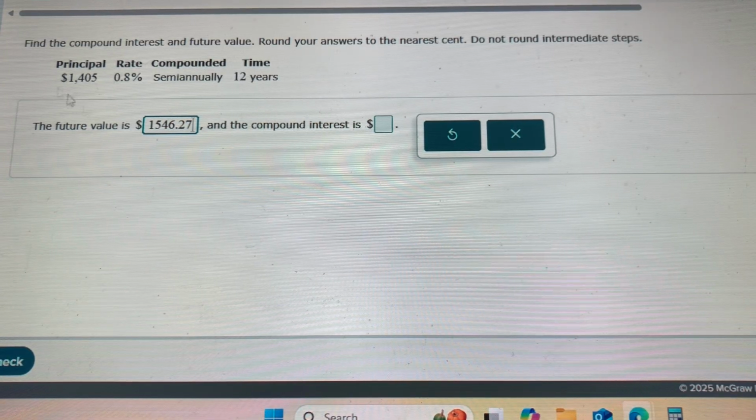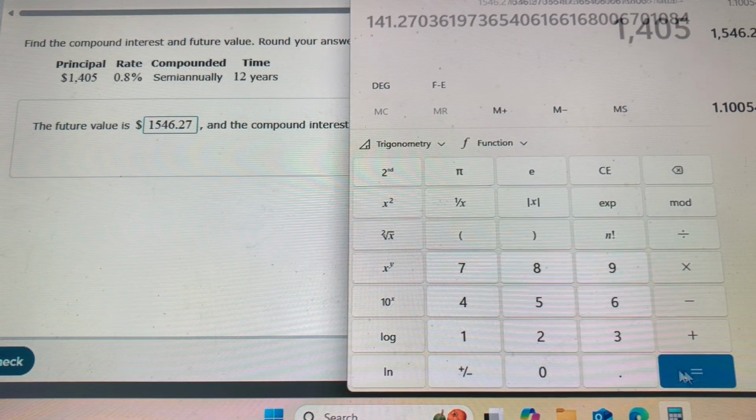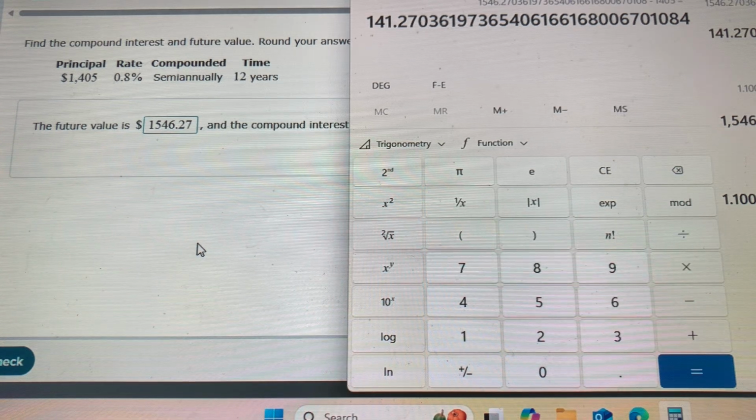And then subtract the 1405. The initial dollar amount, if you subtract 1405, that's your interest. So here you're getting $141.27 of free money.